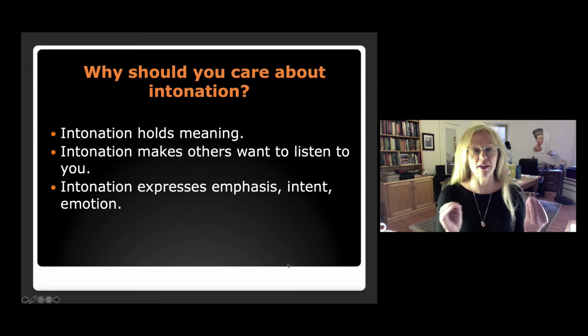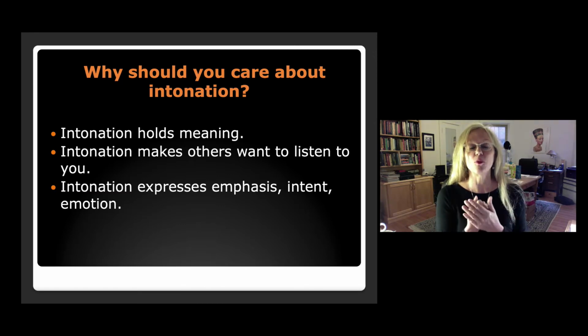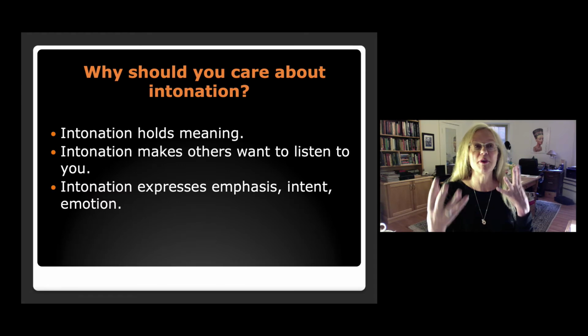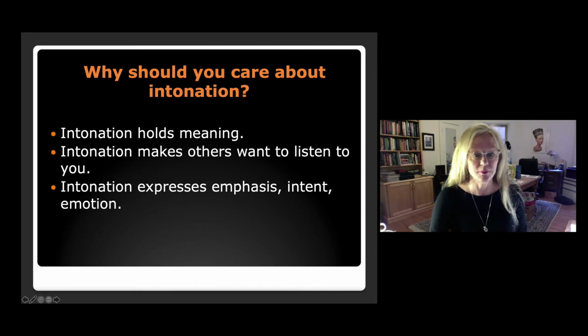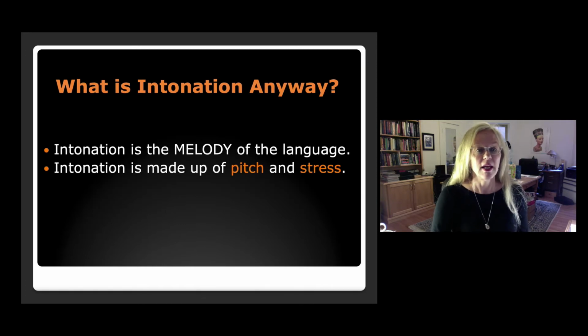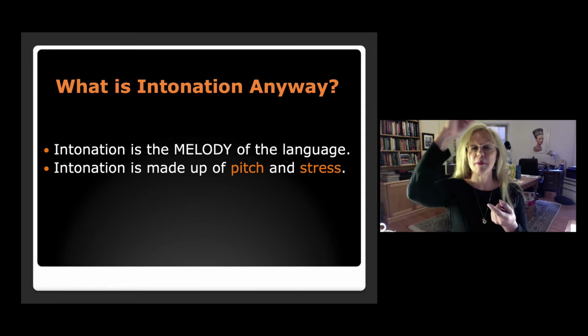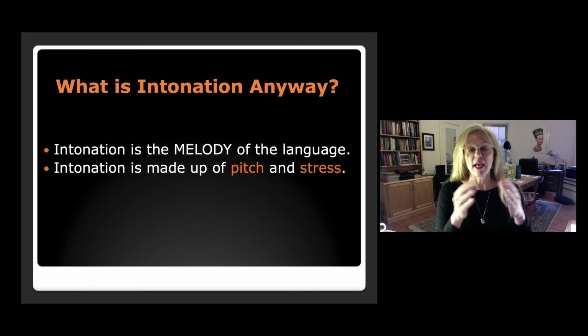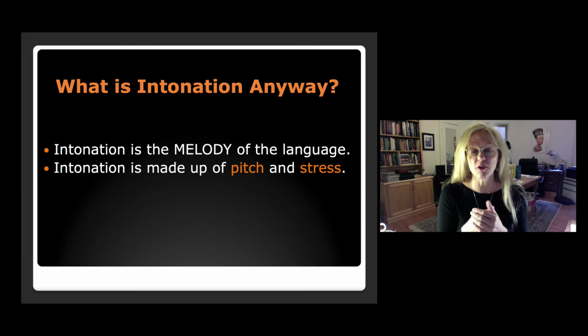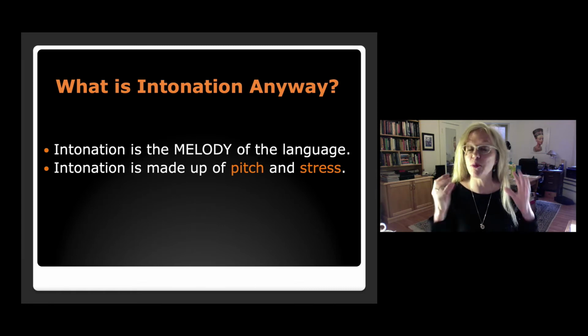Oops, played again. Okay, so why should you care about intonation? I've already told you this, but let me say it again. That intonation holds meaning. It's what allows us to give our words emotional strength and tell others what we really feel. It's very important. And it's made up of a few things. The melody of the language, how the pitch goes up and down, and the stress, or how long you hold a vowel and how loud it is, how you might kind of punch a word to give it meaning.